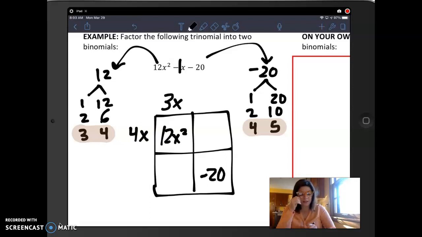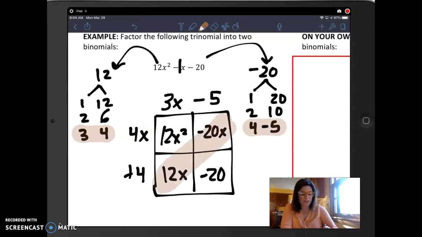And then I'm going to come over and I'm going to use 4 and 5. I'm going to make the 5 negative. So I'll put the negative 5 here and then the positive 4 here. And let's see if it works. So 3 times 4 is 12. 4 times 5 is 20, negative 20. And if we checked this, we'd get negative 20 and 12 add up to positive 8, but we want negative 1. So that did not work.